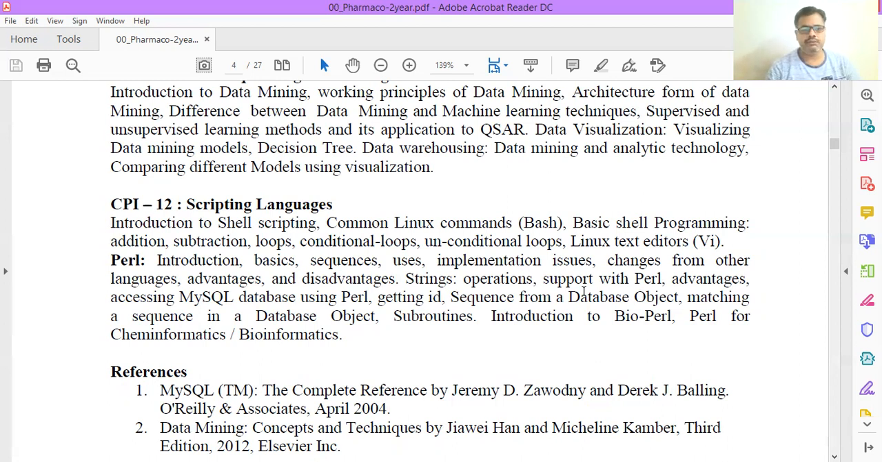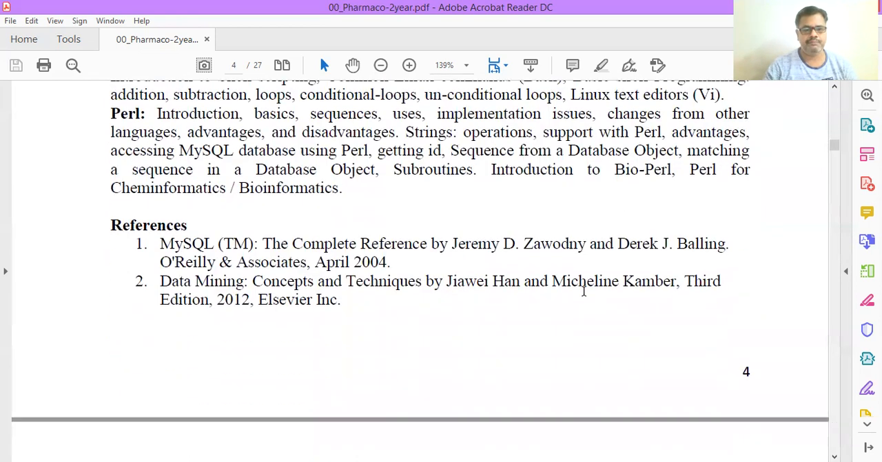So here you have to learn these: bash shell scripting, the Linux editor, right? Perl scripting and the MySQL connection, how Perl scripting is used to connect to the MySQL database server, how to input the data, and how to retrieve the data. These contents will be learned in this scripting languages area, right?